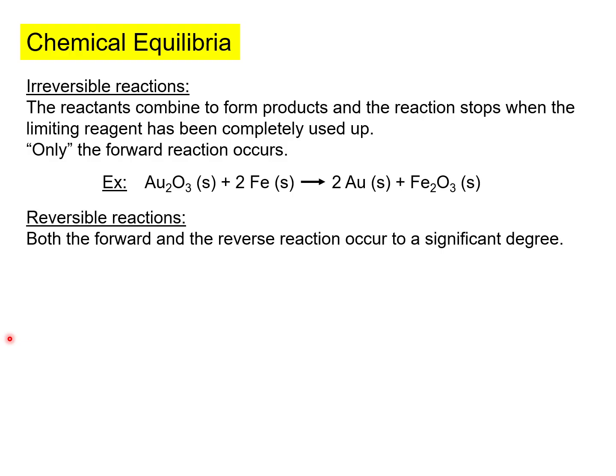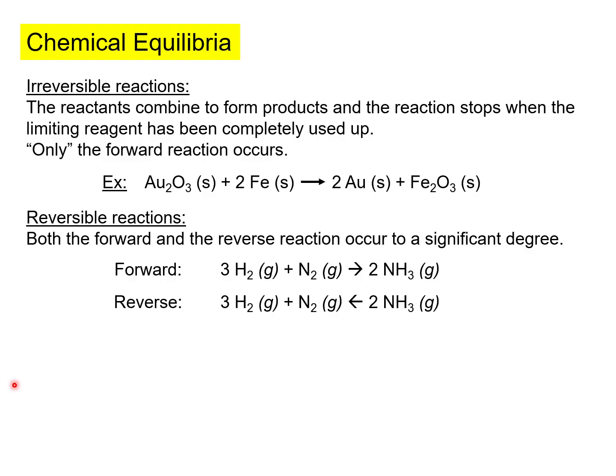Reversible reactions are where you have both the forward and the reverse reaction occurring to a significant degree. So for example, we have one of my favorite reactions, the synthesis of ammonia. It's called the Haber process. And the thing is that in order to get that triple bond in nitrogen to break, this reaction has to take place at a fairly high temperature.